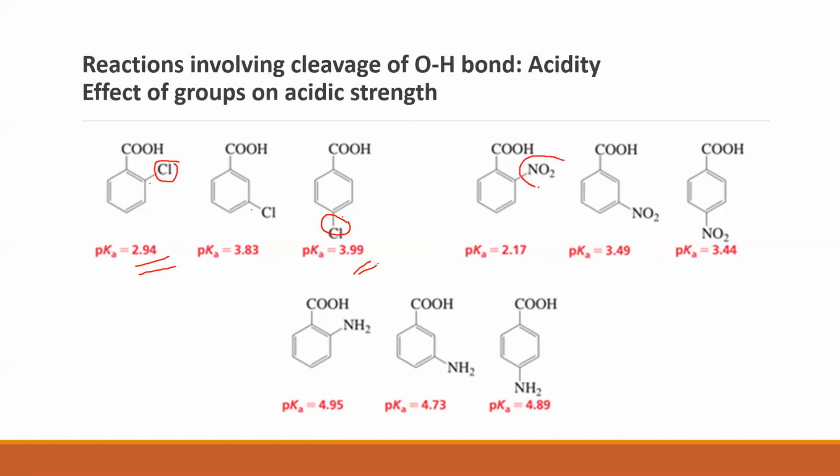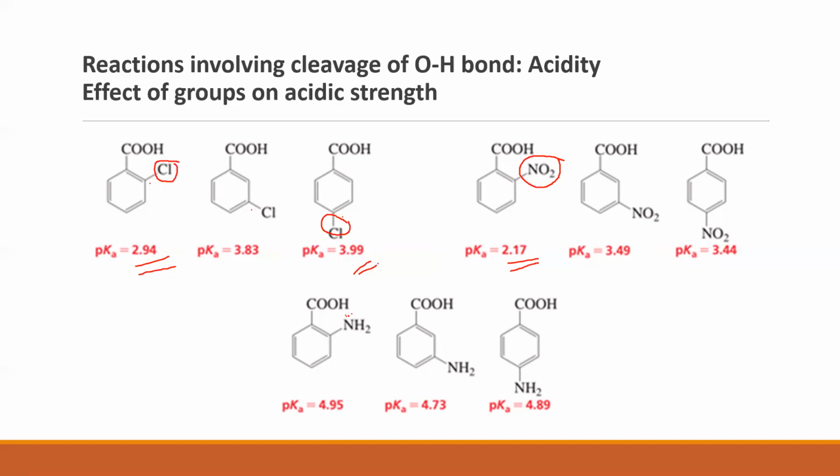The same thing is seen with other substituents as well. If I have a nitro group, whether it's attached at ortho, para, or meta, it makes a huge difference. Between substituents also, Cl and NO2. Look at what's happening to pK. The pK if NO2 is at ortho is 2.17. The pK if Cl is at ortho is 2.94, which means NO2 shows a greater electron withdrawing effect compared to Cl. Clear?